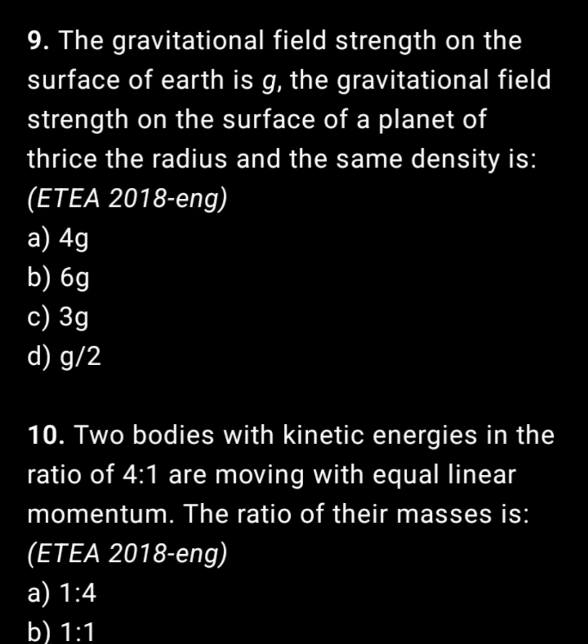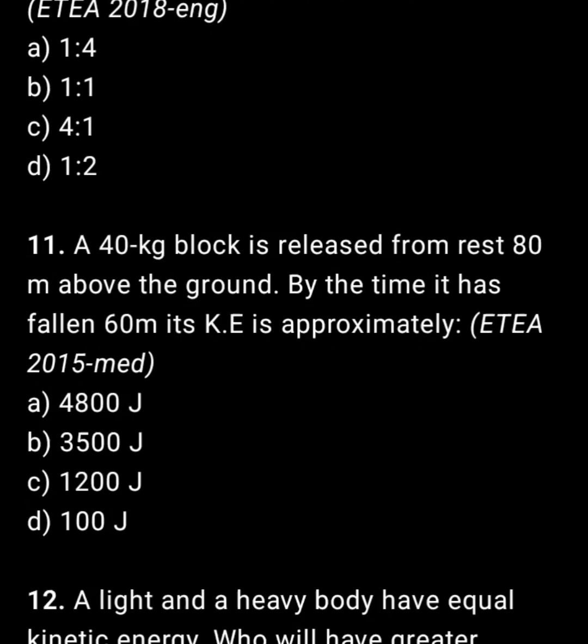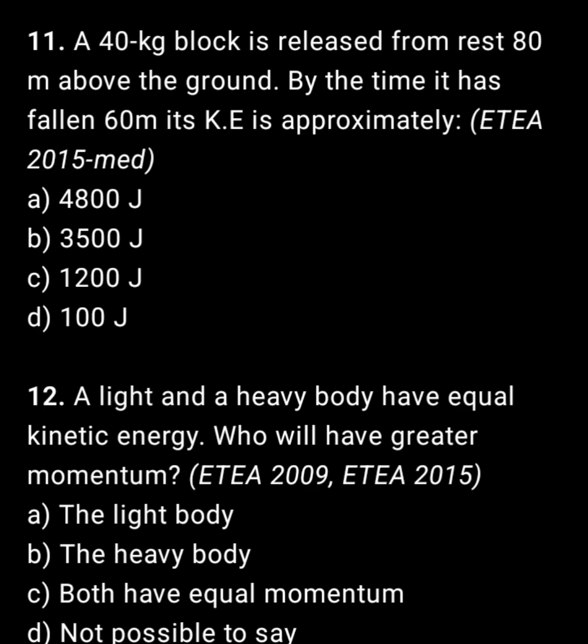10. Two bodies with kinetic energies in the ratio of 4:1 are moving with equal linear momentum. The ratio of their masses is? ETEA 2018 Eng. A. 1:4. B. 1:1. C. 4:1. D. 1:2. 11. A 40 kilogram block is released from rest 80 meters above the ground. By the time it has fallen 60 meters, its KE is approximately? ETEA 2015 Med. A. 4800 J. B. 3500 J. C. 1200 J. D. 100 J.